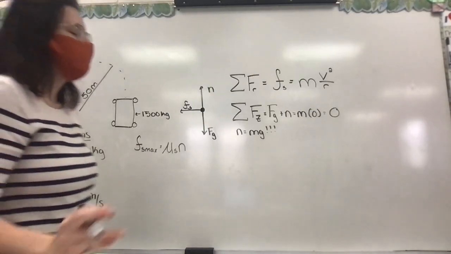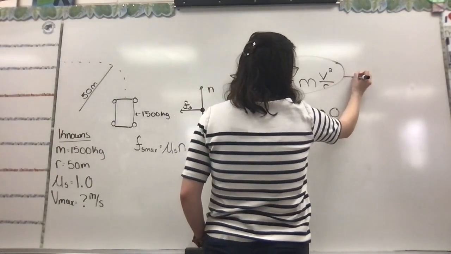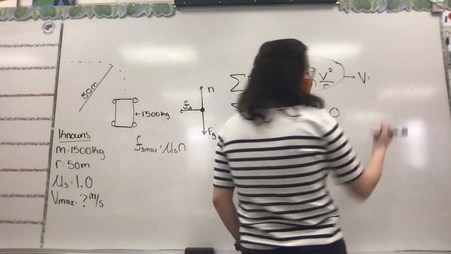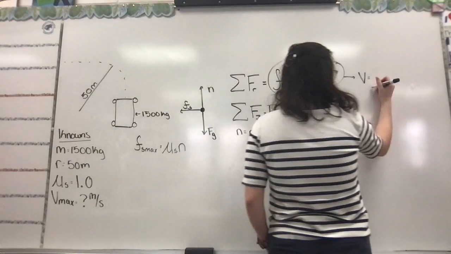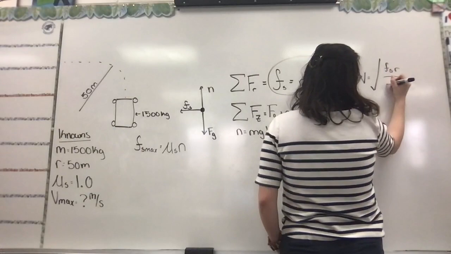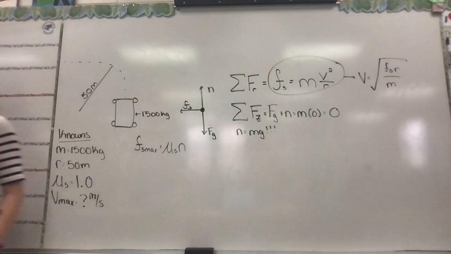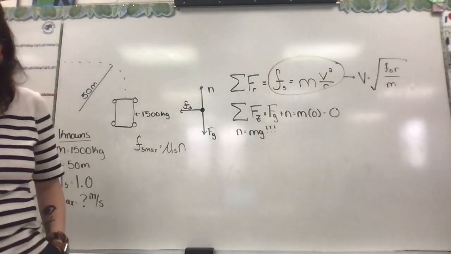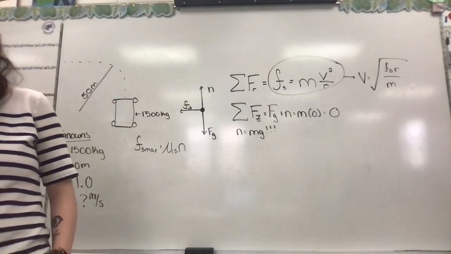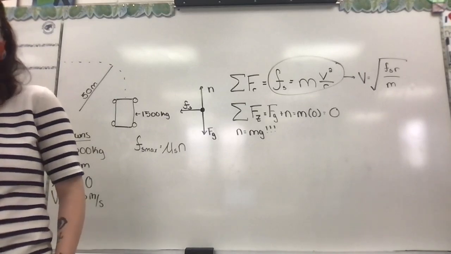Okay, super difficult math now, you guys. Algebra. Solve for V. You should already know exactly what to do. It's going to be V equals the square root of Fs times R over M. Everybody see how you got that? Do we have everything we need to solve for that V? No, we don't have Fs yet. We don't know what it is yet, but we can get it.